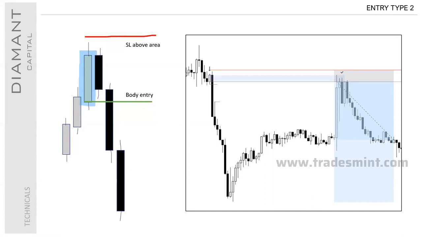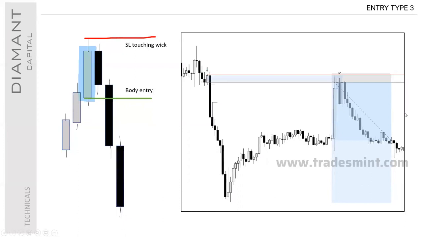Now, of course, if you're working on the 1 hour and you're using the body, for example, you're not going to be getting trades that are, say, 1 to 50 or whatever you've seen on my case studies. Hence why I refined my entries. But it's the second type. The third type, I would say, is body as well, with stop loss just touching the wick.